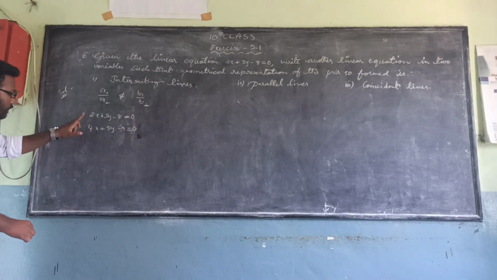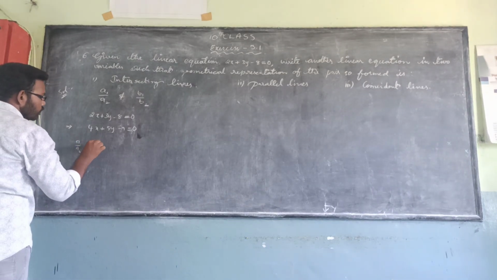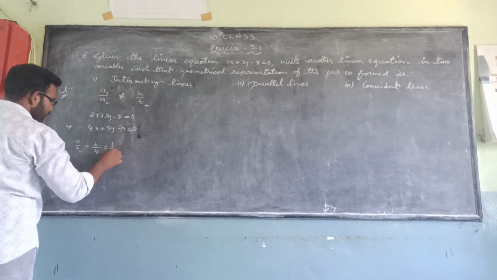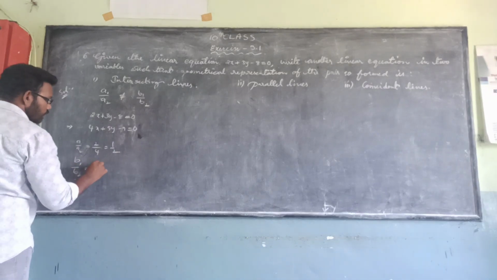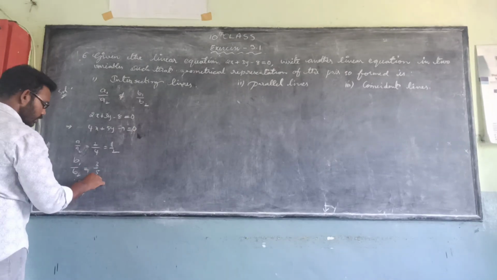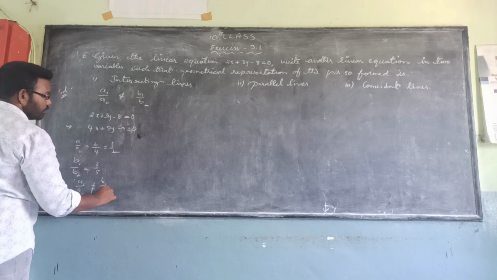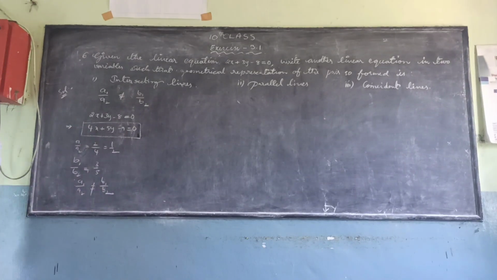If you observe here, a1 by a2 is equal to 2 by 4, that is equal to 1 by 2. b1 by b2 is equal to 3 by 5. So here a1 by a2 is not equal to b1 by b2. So this is the required equation.